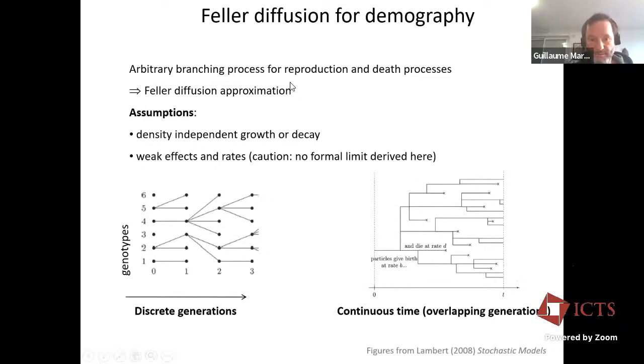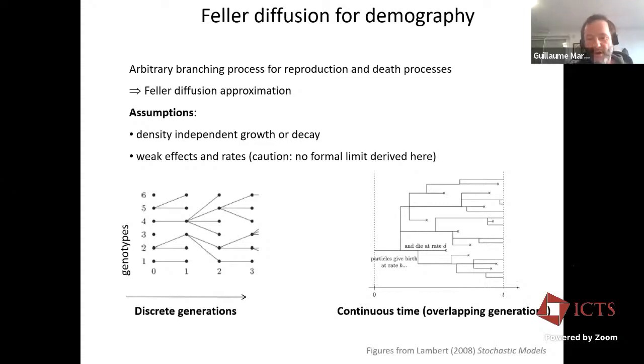It's by Feller, a 1951 paper, and it was intended initially for genetics. It's also the simple model for population genetics for frequencies. So it requires density independent growth or decay, and it requires weak effects and rates, just like the diffusion limit in population genetics. So we're going to use that. Why? Because it avoids saying too much detail on the actual demography. So whenever we're in this general context, we can use the result, but we need these weak effects assumptions.